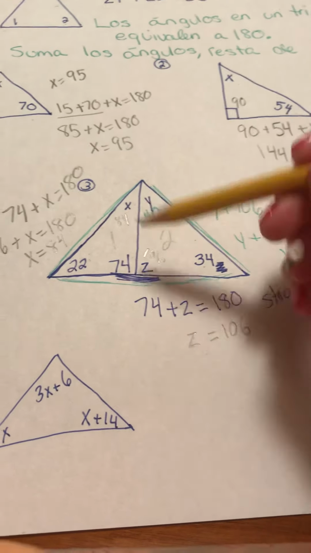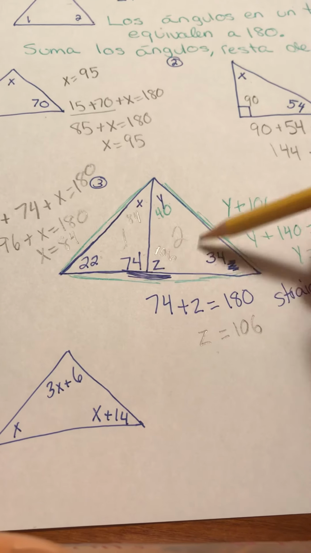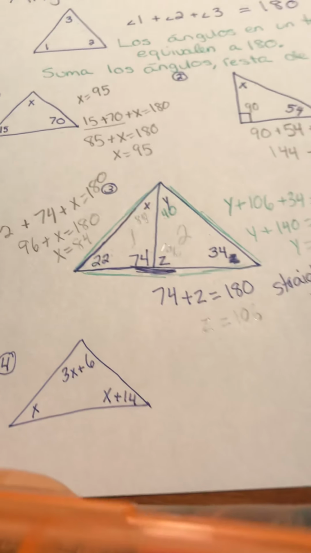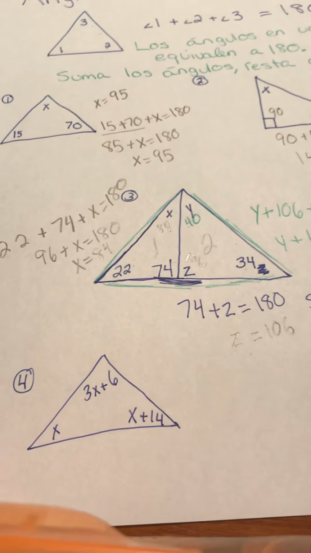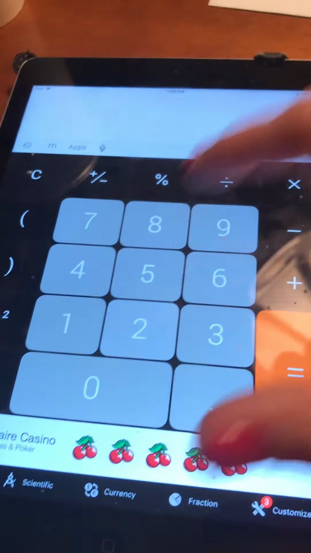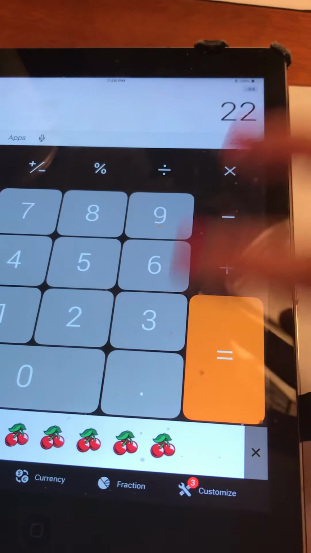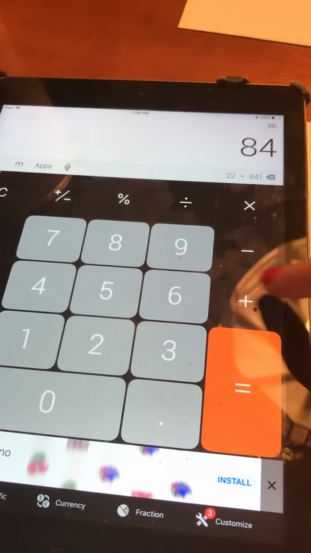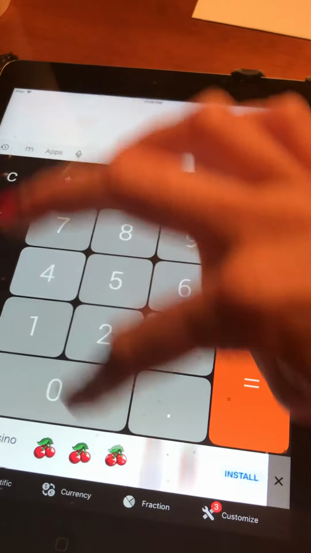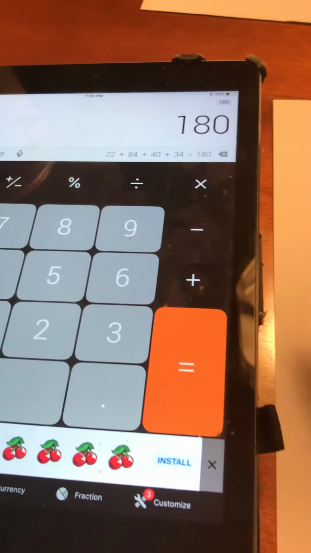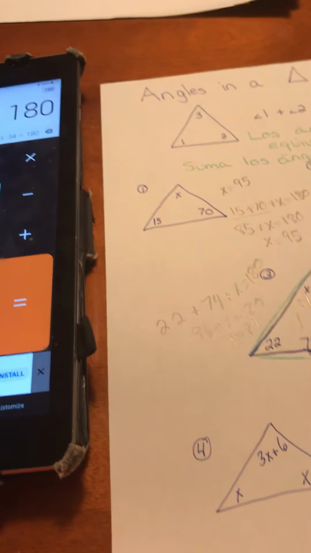So this triangle added up to 180, this triangle added up to 180, and the whole triangle should add up to 180 as well. And in order to check that, I'm going to add these angles. The first angle in the bottom left was 122, plus 84 for the top, plus 40 for the top, and then the bottom right was 34. And I see that I still get my answer of 180.